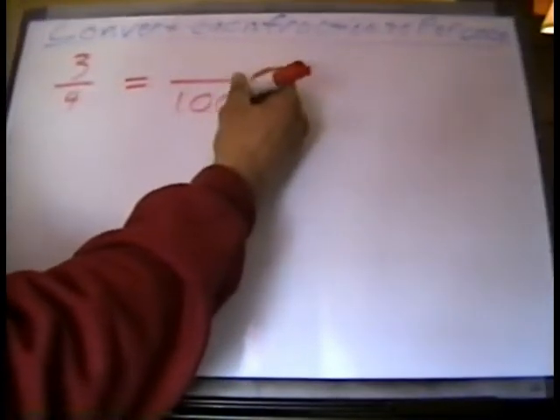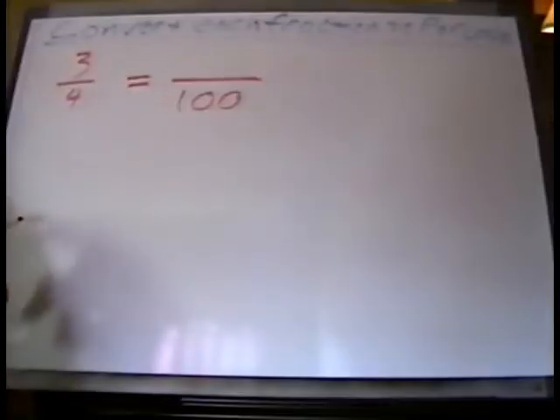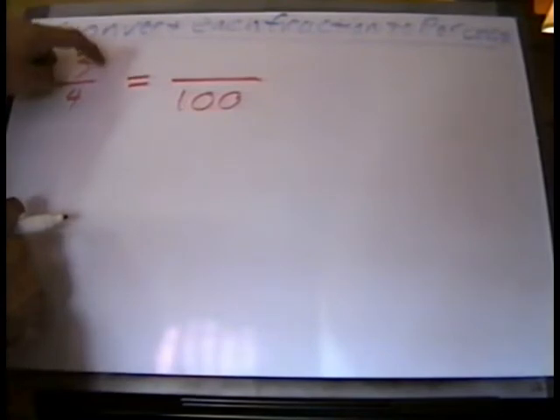I'm going to change this into a percentage. Now, some of these fractions you can convert to percents by first converting them to hundredths, decimal fractions. By what number do I multiply 4 by to make it 100? Then I'm going to multiply that same number by 3.